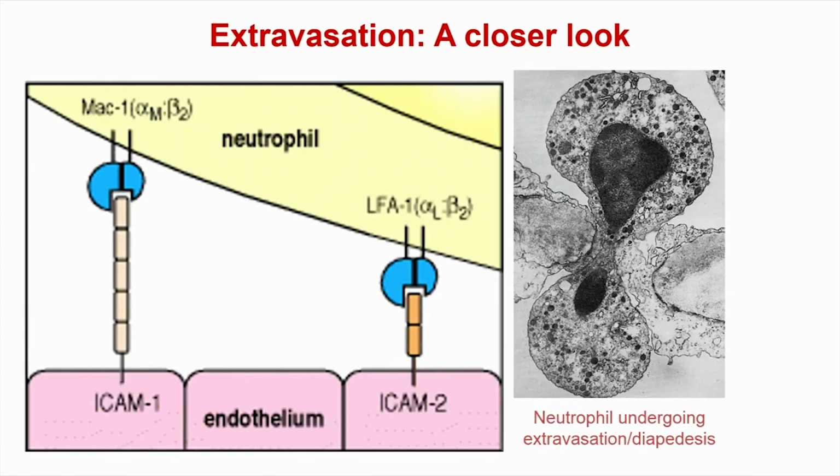So, this is just a closer look at it. Again, several different types of receptors. You have ICAM1 and ICAM2, selectins we already talked about, then you have some integrins that are involved, and what you see here is an actual SEM image of a neutrophil that is undergoing extravasation through these endothelial cells. So, you can actually see how these cells can squeeze through and come out on the other side.